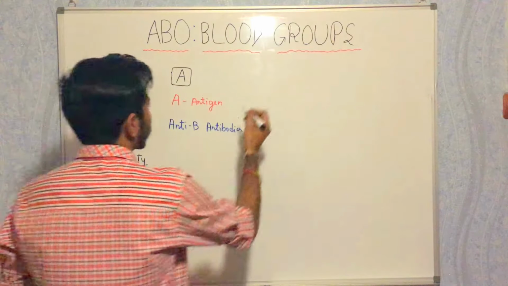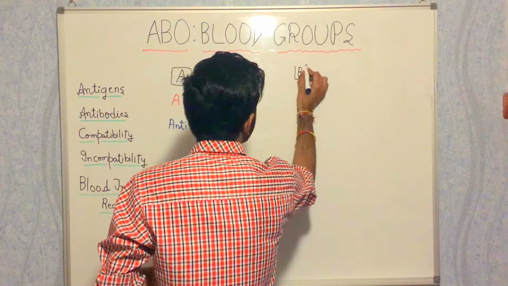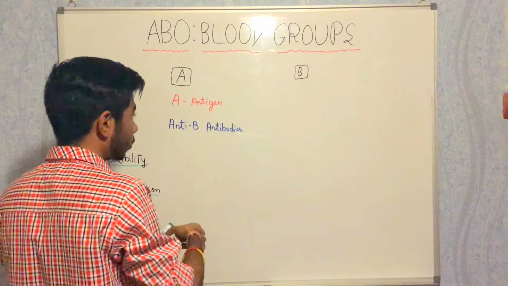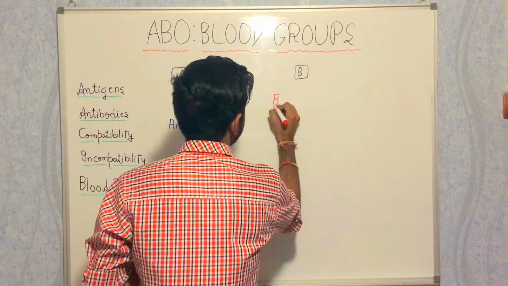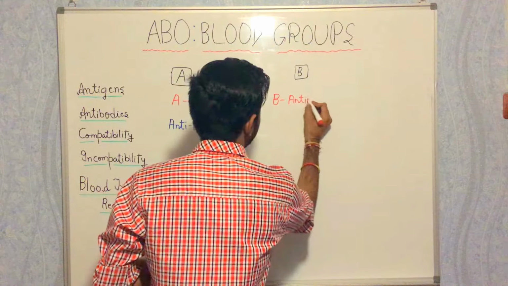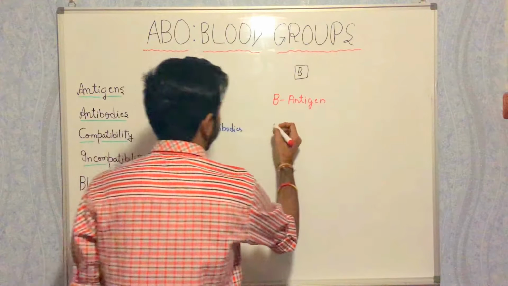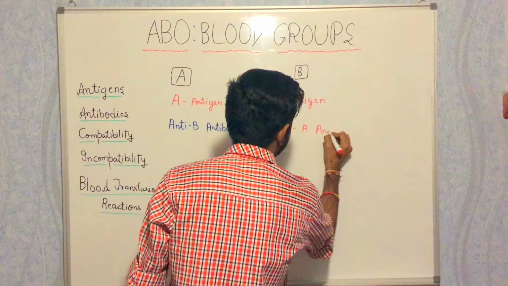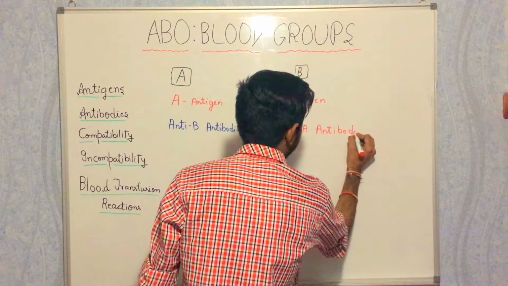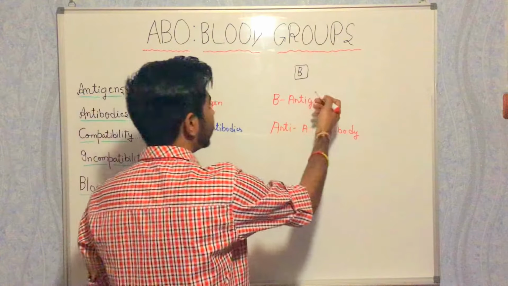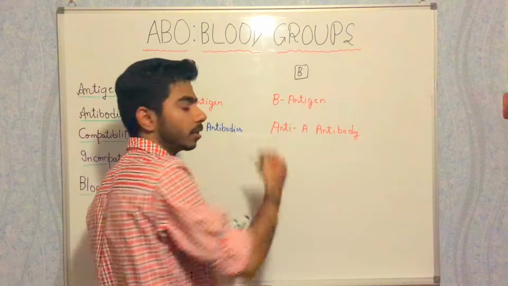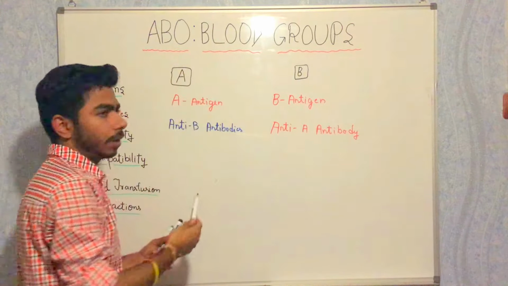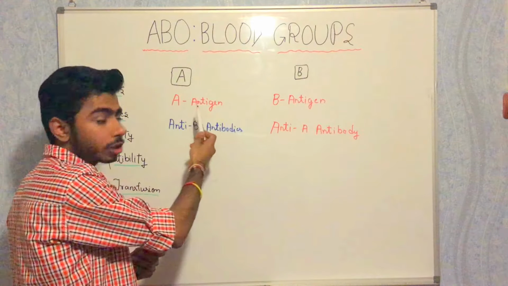Like that, if we talk about B blood group, it has B antigen and anti-A antibody. Blood group B has B antigen, that's why this blood group is named B. Likewise, blood group A has A antigen, that's why it's named A blood group.